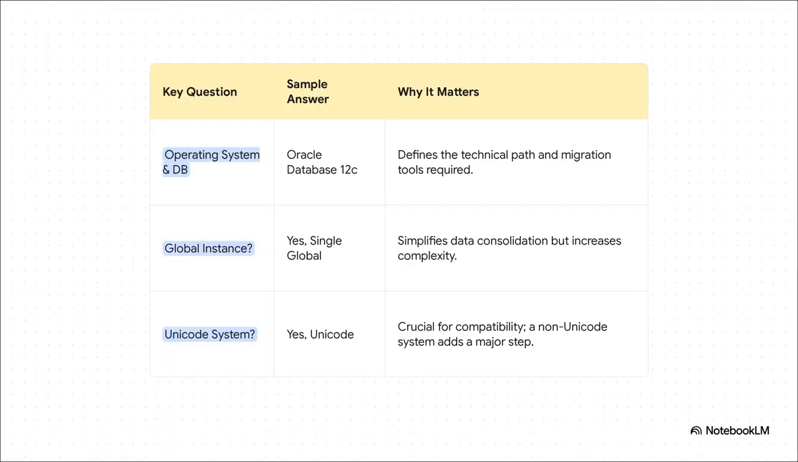And what's so cool about this is how these simple-sounding questions uncover so much. Knowing you're on an Oracle database, that immediately tells you which tools you'll need. A single global instance? Well, the good news is you don't have to merge different systems. The bad news? The one you have is enormous. And being a Unicode system? Oh, that is a huge win. If it wasn't, you'd be looking at a whole separate project just to get ready for the main event.